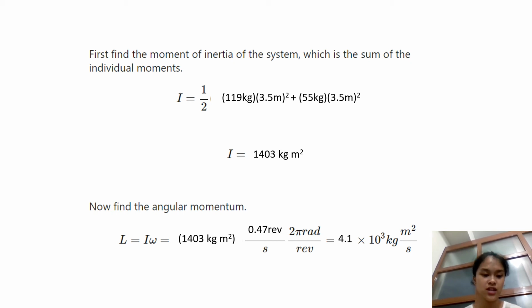Using this inertia, we can now find the angular momentum using the formula angular momentum equals inertia times angular velocity. The inertia is equal to 1,403 kilogram meter squared, and we convert the 0.47 revolution per second into rad per second by multiplying the revolutions by 2 pi rad. Multiplying all, we get the angular momentum, which is 4.13 times 10 raised to 3 kilogram meter squared per second.